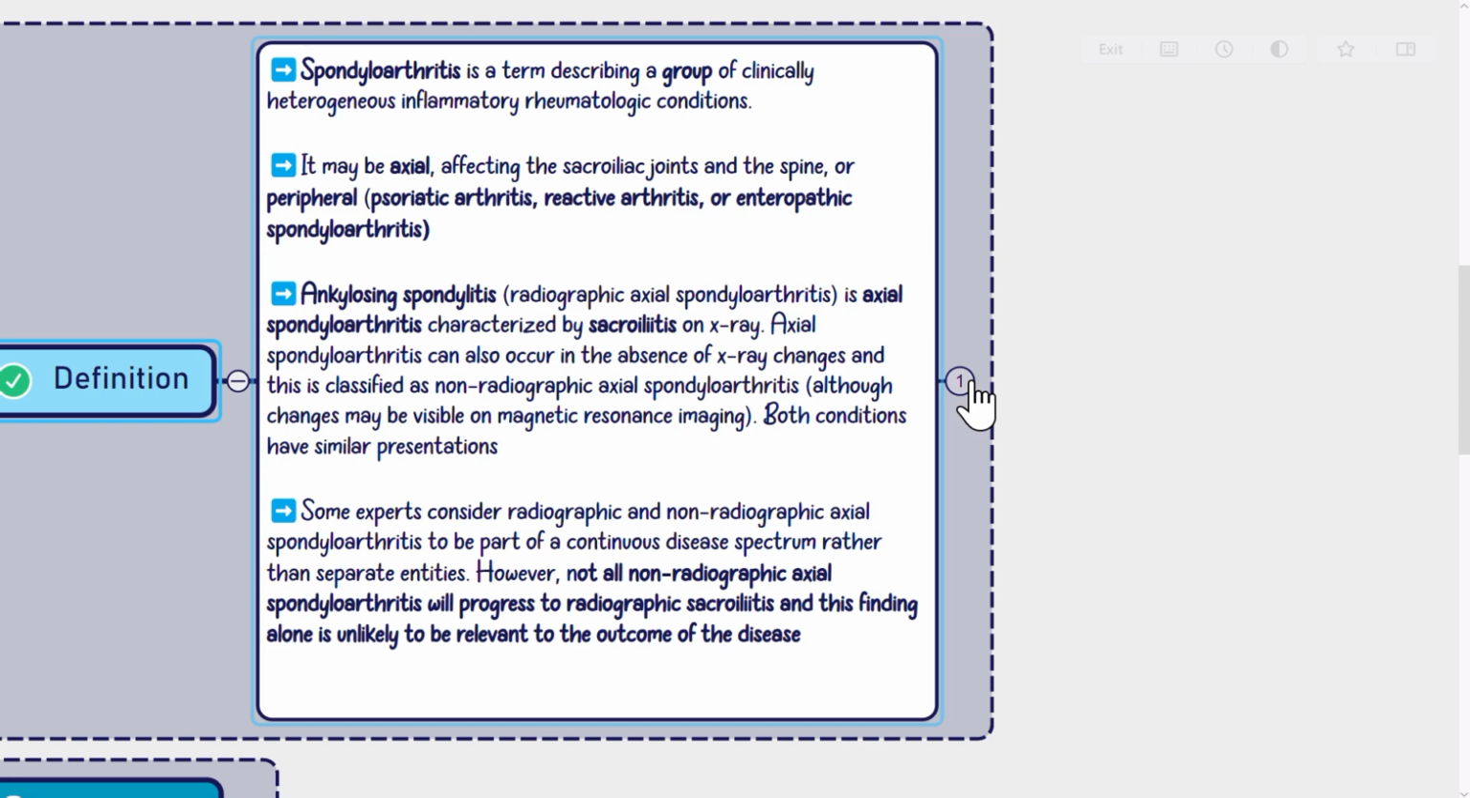Axial spondyloarthritis can also occur in the absence of X-ray changes, and this is classified as non-radiographic axial spondyloarthritis, although changes may be visible on magnetic resonance imaging. Both conditions have similar presentations. Some experts consider radiographic and non-radiographic axial spondyloarthritis to be part of a continuous disease spectrum rather than separate entities. However, not all non-radiographic axial spondyloarthritis will progress to radiographic sacroiliitis, and this finding alone is unlikely to be relevant to the outcome of the disease.